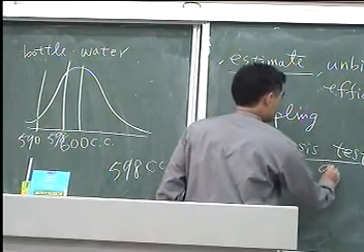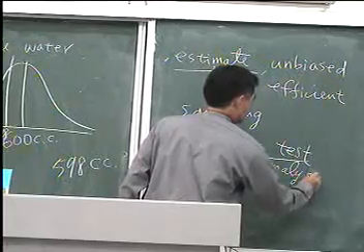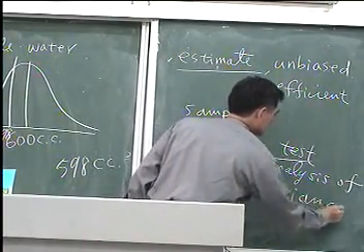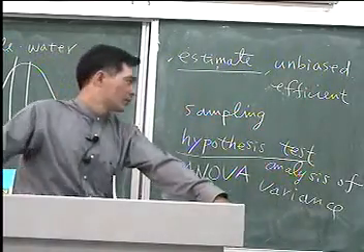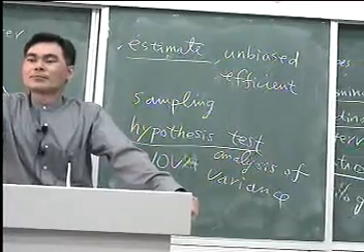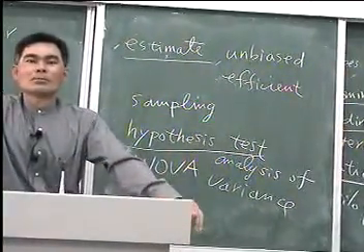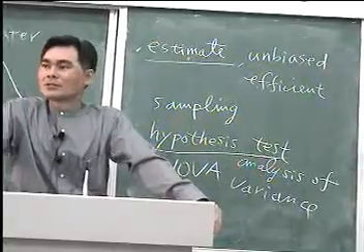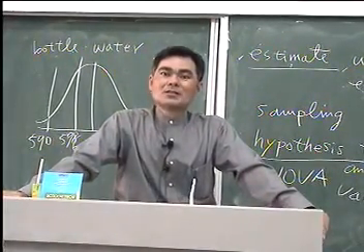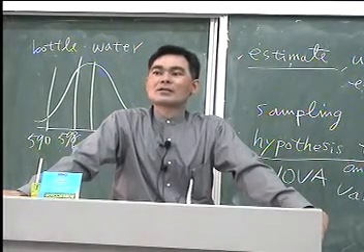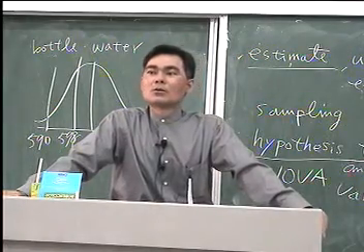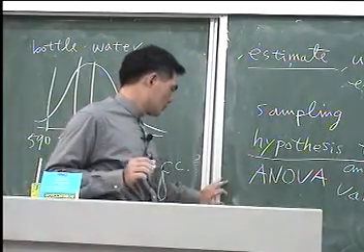ANOVA is the short form of analysis of variance, okay? Analysis of variance. And this is also a very important part in statistics. And oftentimes, in some master programs, the entrance exam has these kind of questions. And after this ANOVA, we're going to talk about regression.